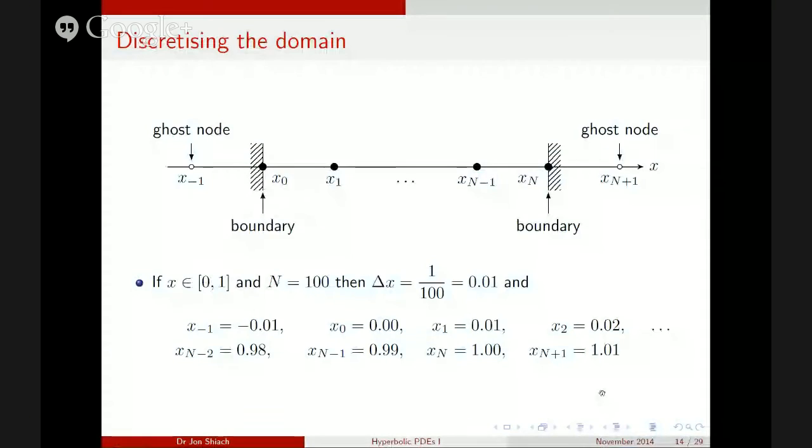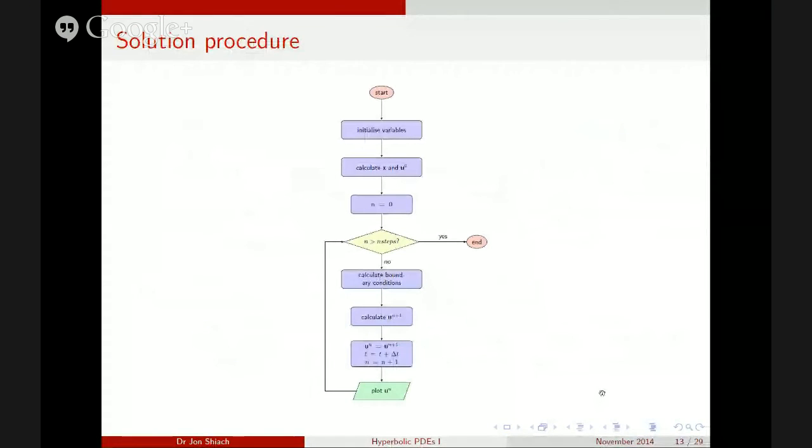Okay, I want to show you this slide here, which is also replicated in your notes. It's quite small because I had to shrink it a bit to get it on the slide. This is the solution procedure, what we're going to do. Okay, so we start at the top. First thing we do, initialize variables. I think I've done that. I may have missed out a few, but I'll come back to it. Second thing we've got to do is calculate x and u0.